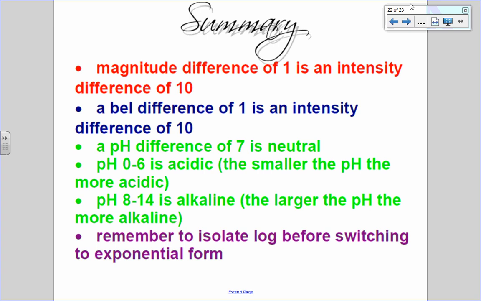Okay. So to summarize, all of these scales were a log scale. So all that means is a magnitude difference, a Bell difference, or a pH difference of 1 correlates to an intensity difference of 10. That's all it means. Okay? So with pH, 7 right in the middle is neutral, 0 to 6 is acidic, 8 to 14 is more alkaline. Remember, it's in alphabetical order, acidic and then alkaline. And then remember to isolate your log before switching to exponential form. And again, feel free to use the 10 to the negative pH as a little shortcut.